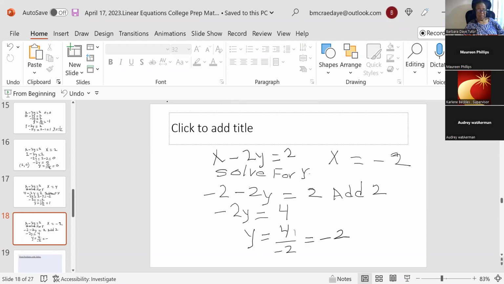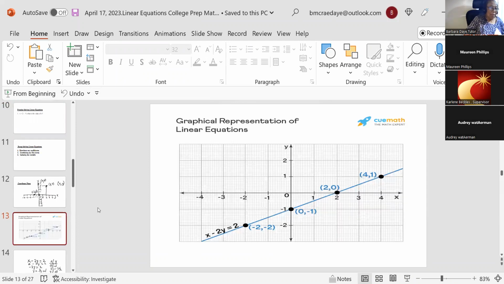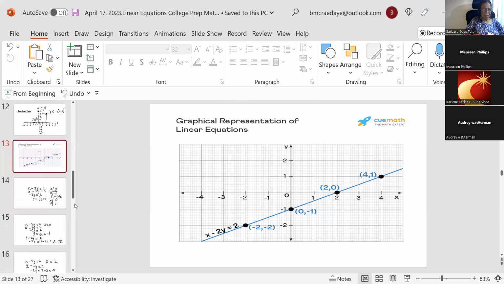And that's exactly what we had in that graphical representation of that. There we go, right here. There we go. Minus 2x, minus 2y. There we go, right there. Questions? Audrey, did you get it?